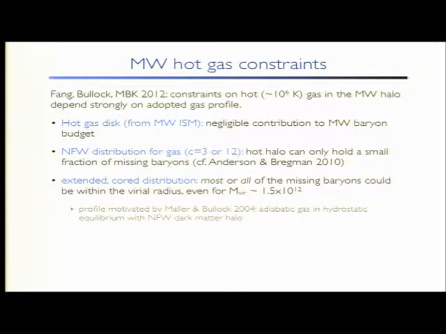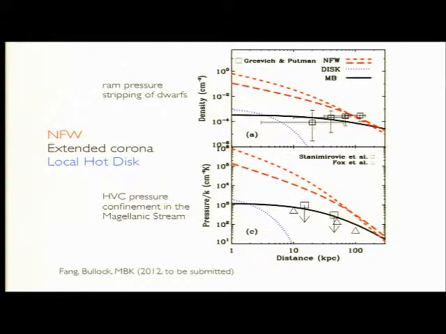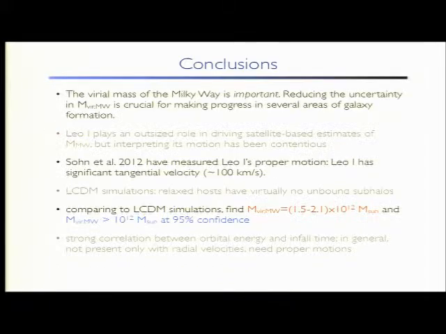But if you put things in a more extended cored distribution of gas, you can actually put most or all of the baryons that we'd expect to be in the Milky Way in this hot phase and have everything be consistent with observational constraints. And I'm out of time, so I can't really describe them, but just to show, this black line is this extended distribution of baryons that has the universal baryon fraction in the Milky Way, and it's certainly consistent with all the observational constraints that we can find.